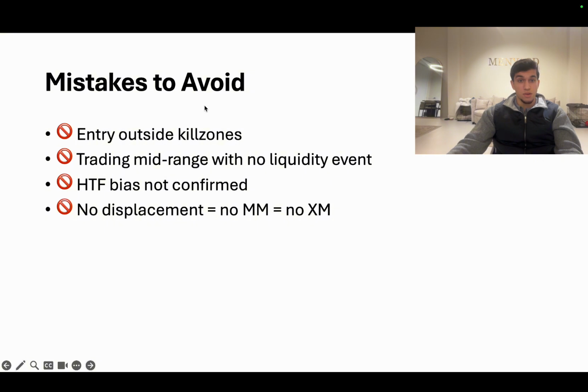Mistakes to avoid: entry outside of the kill zone. If you enter outside of the New York kill zone, there's a chance that it's first going to sweep you out, or you become the liquidity of price. But if you enter in the kill zone, the probabilities are far higher to get to your TP, or you're just unlucky. Also, trading mid-range with no liquidity events, high time frame bias not confirmed, no displacement, no market maker or buy or sell model.